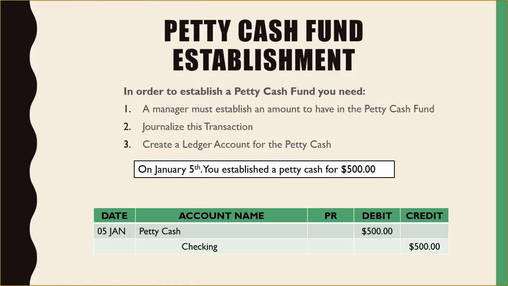Okay? So in this example here, on January 5th, you establish a petty cash for $500. So in this case, where is this petty cash money going to come from? Okay? Here's what we have to talk about. This money does not come anywhere else except for the actual company bank account. Why? This isn't a place for you to just dump your loose change in. Okay? This is a petty cash drawer, not a savings drawer, okay?